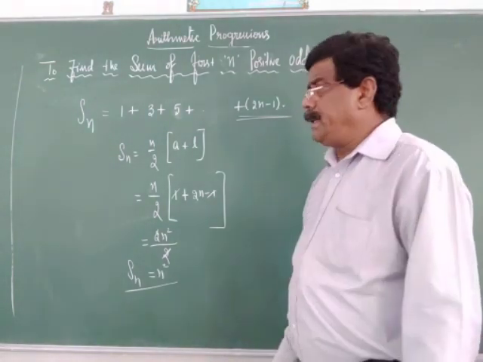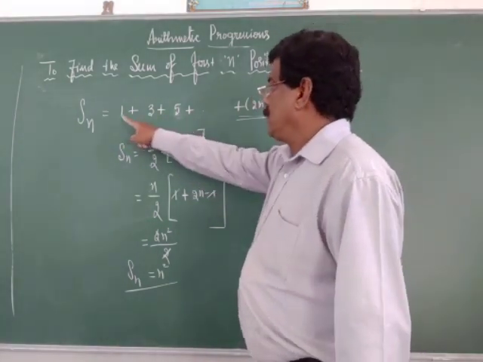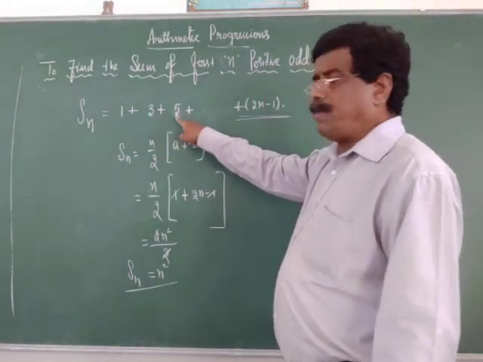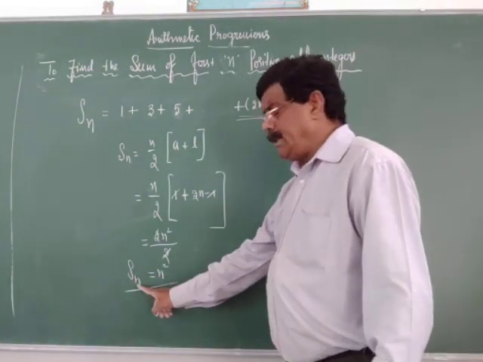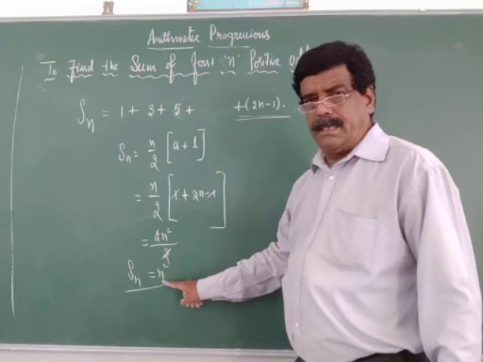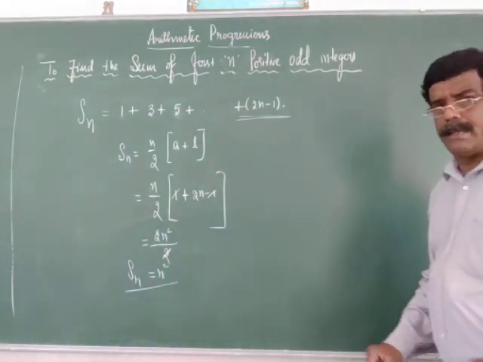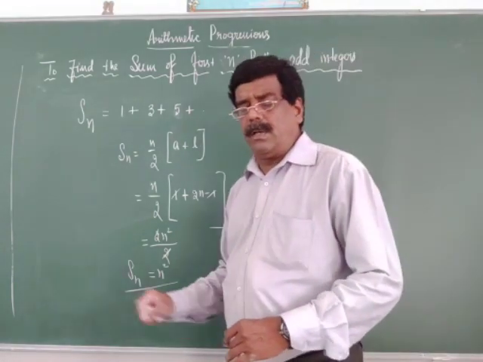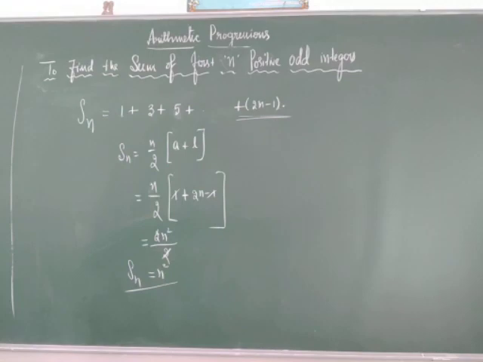Now let me take the 3 terms. See 1, 2, 3, 3 odd numbers. 1 plus 3, 4. 4 plus 5, it is 9. So here S3 is equal to 3 square. 3 square means 9. And so on, you can go on calculating. Now let me do a few sums related to this.